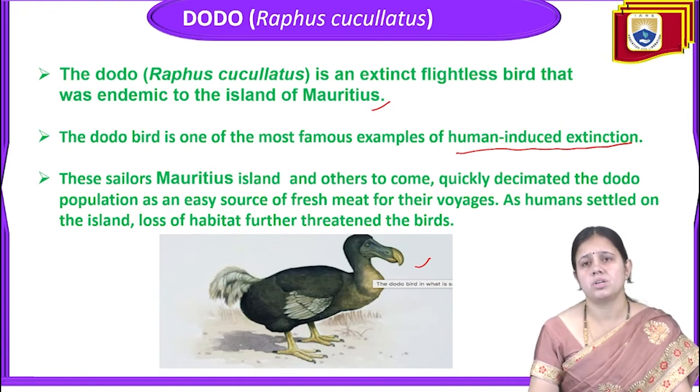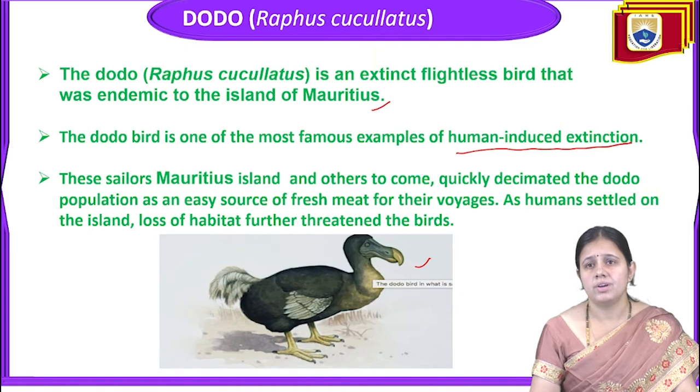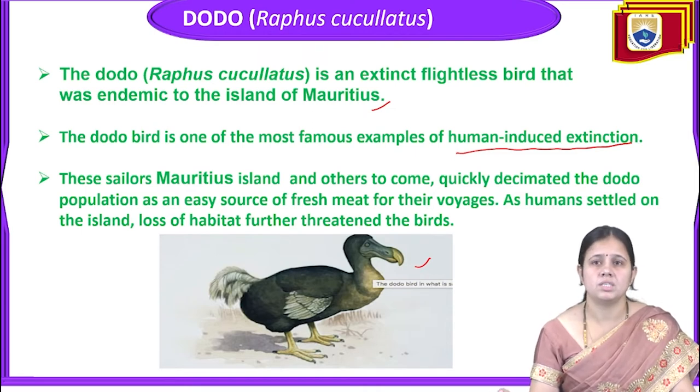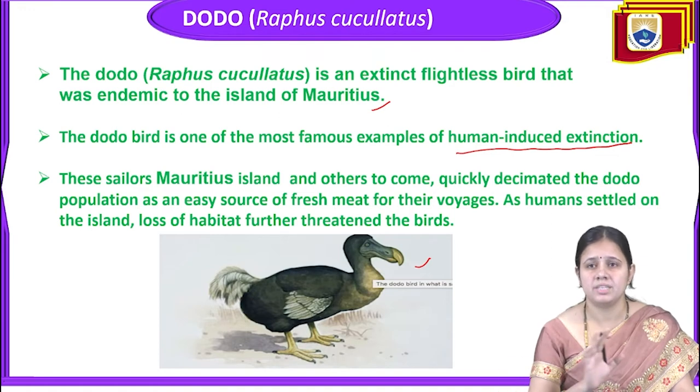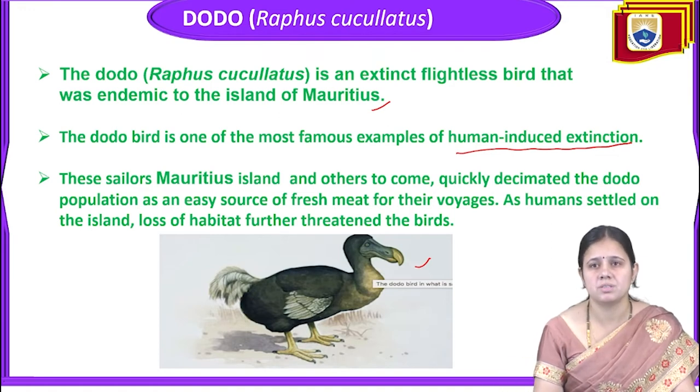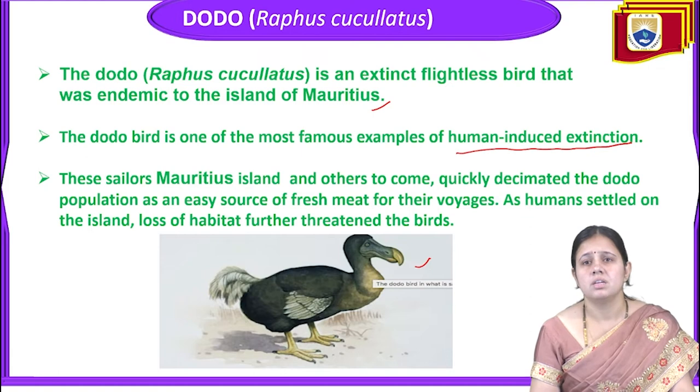What happened on Mauritius Island, when this bird was present only on the island and was a flightless bird? When the sailors were there, they used this bird as fresh meat for their voyage. They also introduced some new species of pigs and some new species of cows to that area.